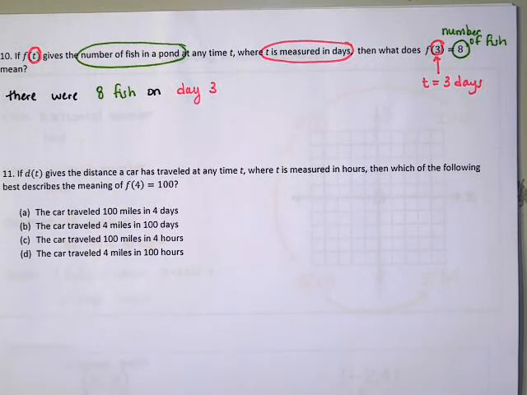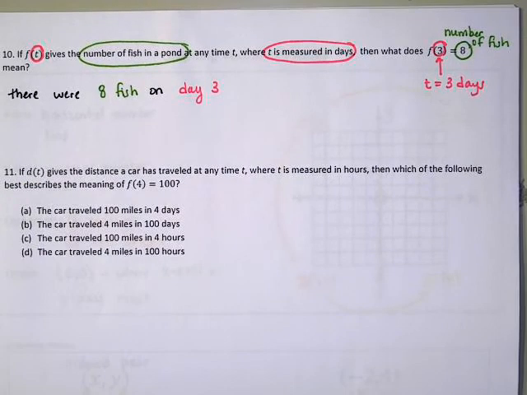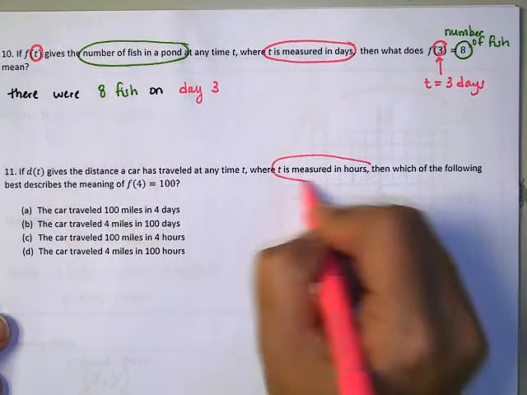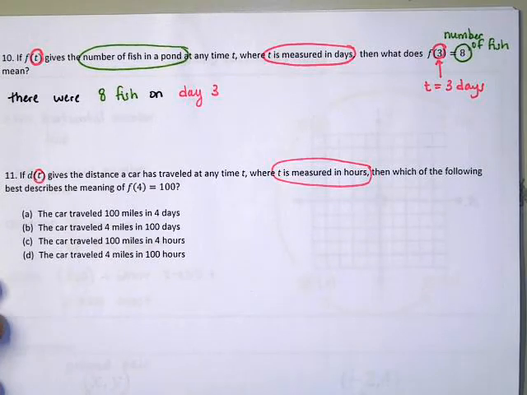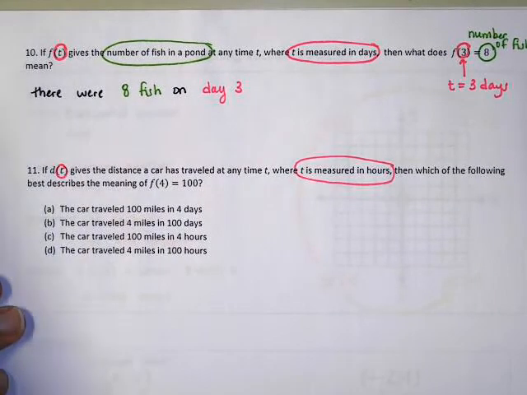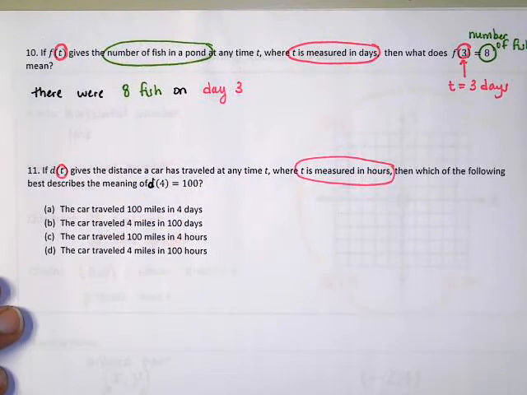Another example would be if d of t gives the distance a car has traveled at any time t, where t is measured in hours. So again, they're telling me t is measured in hours, t is what's inside here. Then which of the following best describes the meaning of, this should actually be a d, I apologize for the typo, d of 4 equals 100.